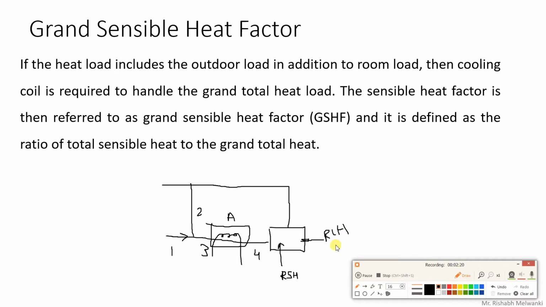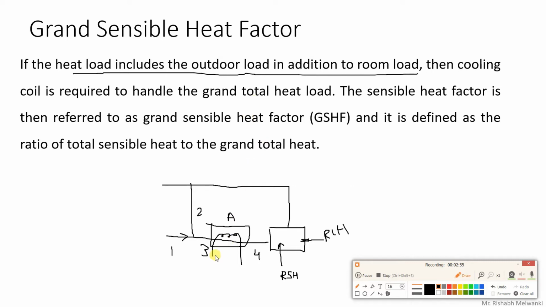Now here I'll read the statement. If the heat load includes the outdoor load in addition to room load, meaning we have room sensible heat plus we will consider outdoor load. Okay, meaning outside air is also coming to this coil. Then cooling coil is required to handle the grand total heat.